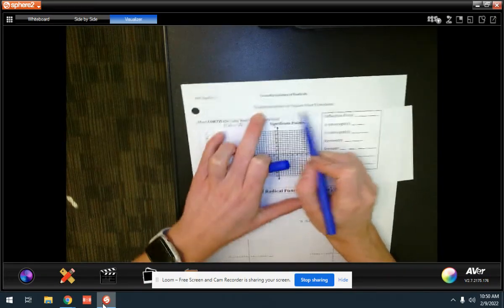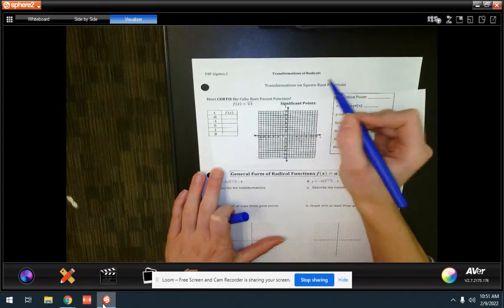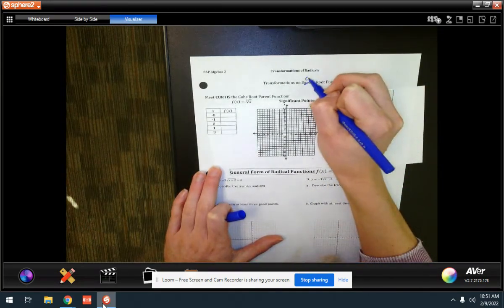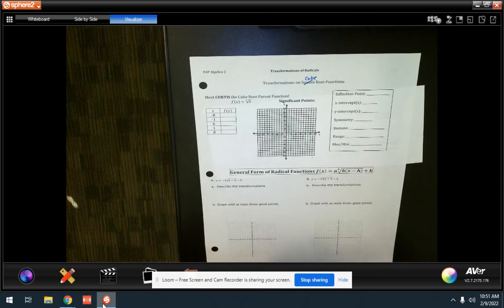So first of all, on your notes, it says transformations of square root functions. The new part today is cube root. We are looking at cube root right now.